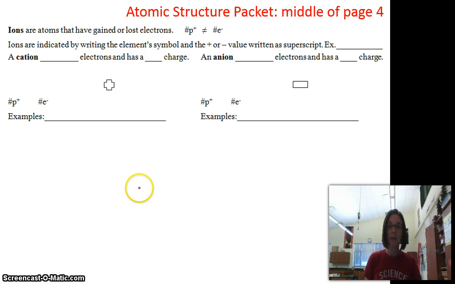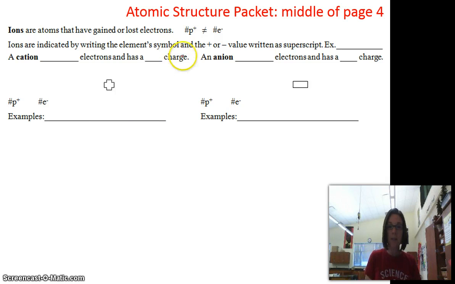So you've already written down the parts of an atom: protons, neutrons, electrons. You know the masses and the charges and the locations of all those types of particles. What you're going to learn about right here are things called ions. And they're still atoms, but they're atoms that have either gained electrons or lost electrons.